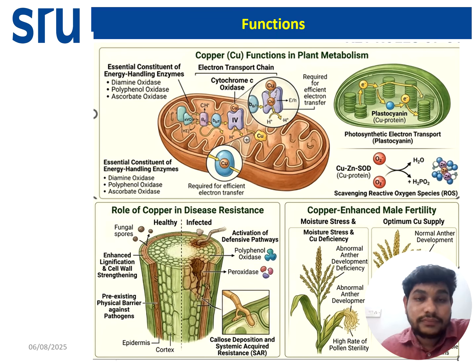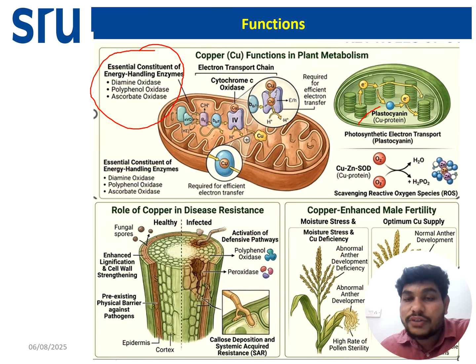We'll see here, it is a part of different enzymes like ascorbate oxidase, polyphenol oxidase, diphenyl oxidase. Then plastocyanin, which plays a major role in the PS2 cycle. In SOD, it is used for scavenging of reactive oxygen species. Then it is used for lignification by activating the polyphenol oxidase enzyme, which is responsible for lignification and cell wall strengthening.